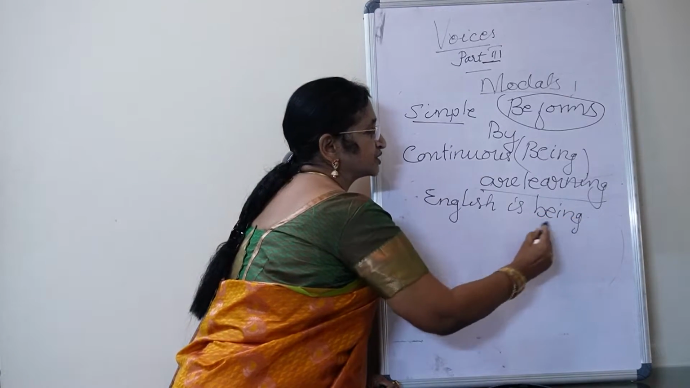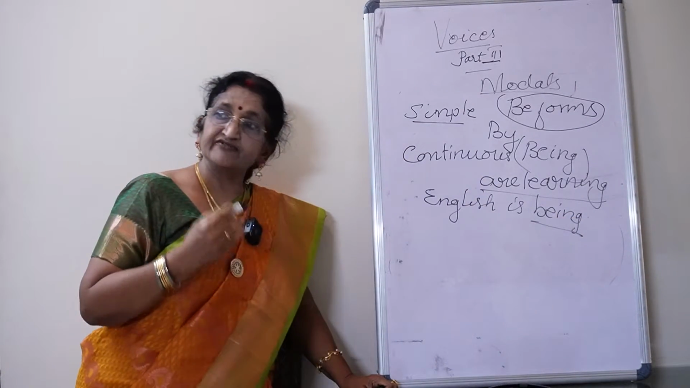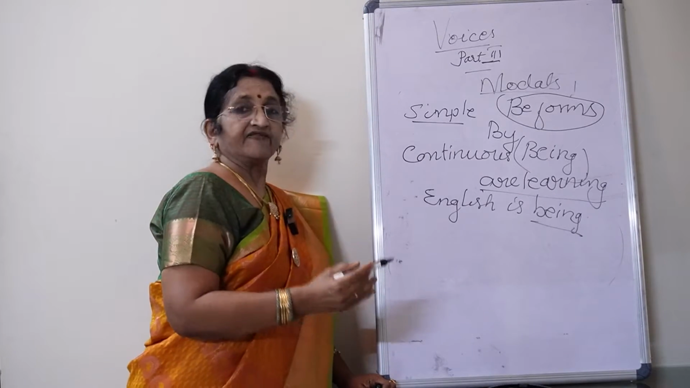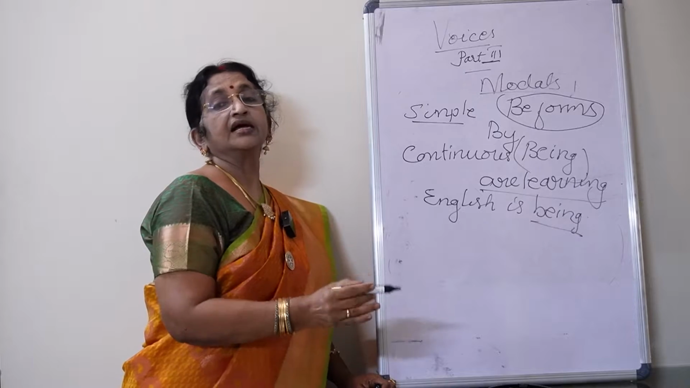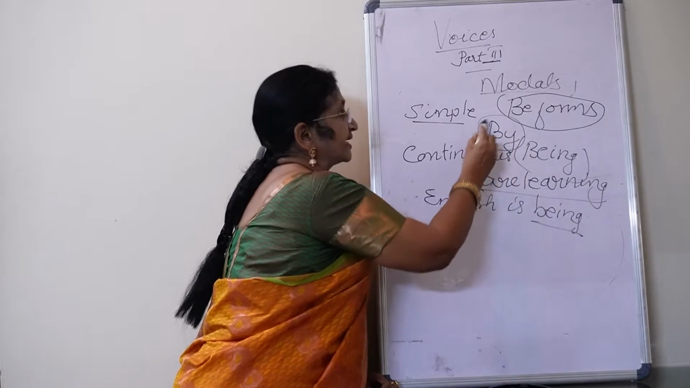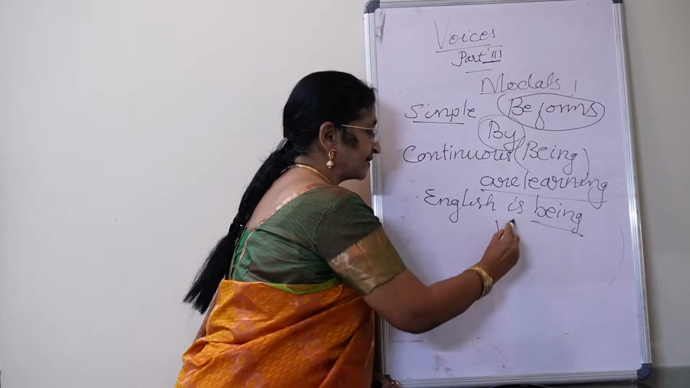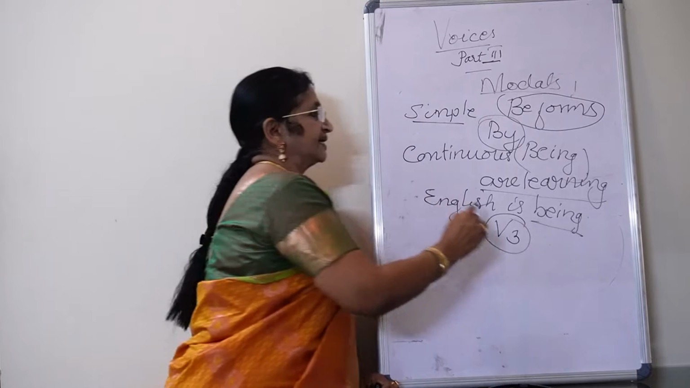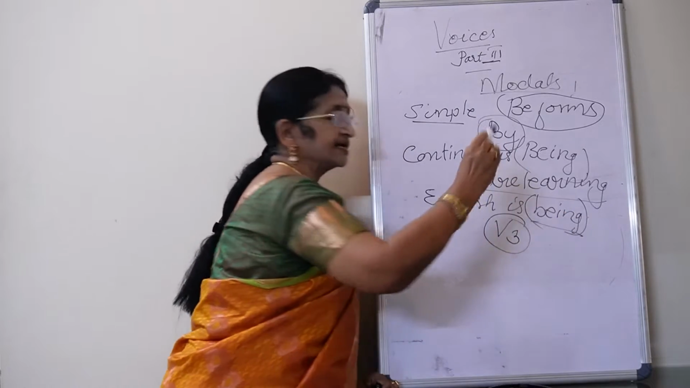So we introduce being, and the third form of the verb, verb 1, verb 2, verb 3 we get. We have to form the verb 3 to make it into passive form. So by is important, then verb 3, that is also important. And then for continuous tense we will have being.